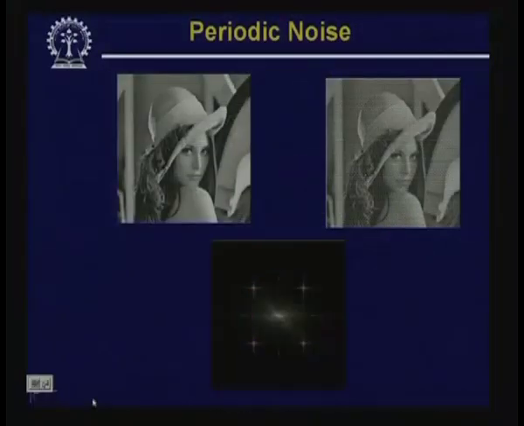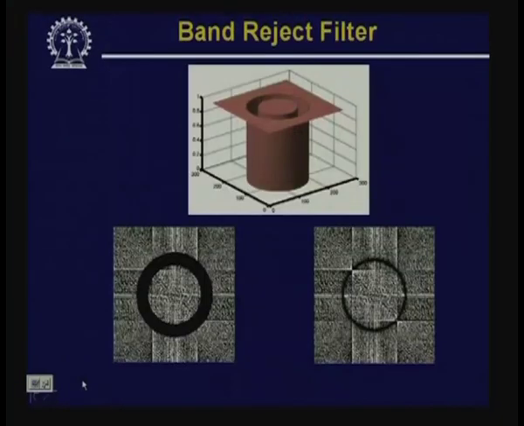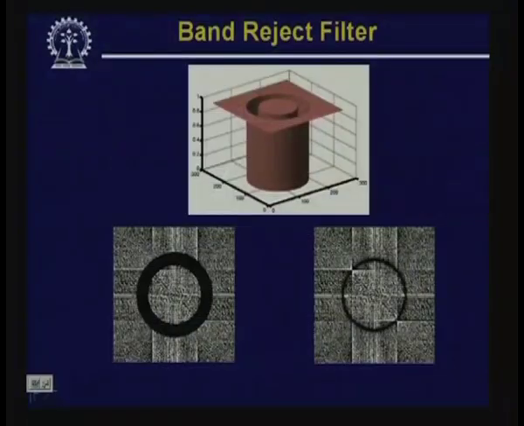So, once I have this information, I can go for an appropriate band pass filtering to filter out that region from the Fourier transform, or that part of the Fourier coefficients. So, that is what has been shown next. This is a band reject filter. This is the perspective plot of an ideal band reject filter, and here the band reject filters are shown superimposed on the frequency plane.